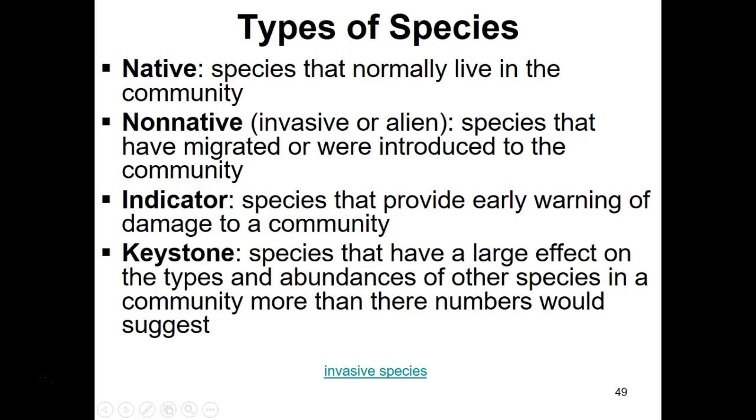So let's look at types of species that you'll find in populations. You're going to have native species. These are the ones that always live in your communities. They've been there since the beginning. Invasive species or non-native species are the ones that have migrated or were introduced into a community.